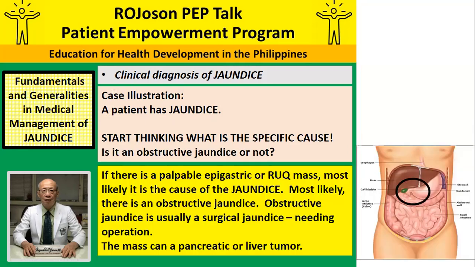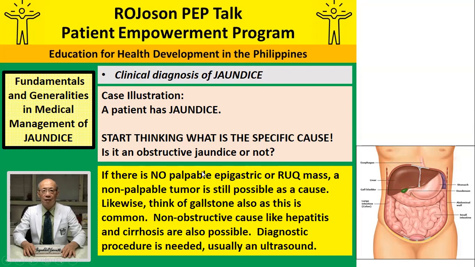If there is a palpable mass in the epigastric and right upper quadrant, most likely it is the cause of the jaundice. Obstructive jaundice is usually a surgical jaundice needing operation. Once you palpate the mass, it can be a mass in the pancreas or the liver. Sometimes other organs will be involved, like the gallbladder.